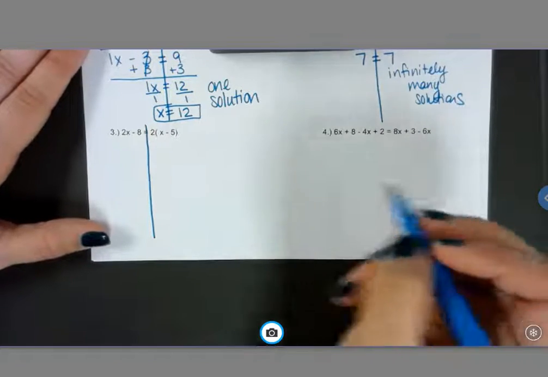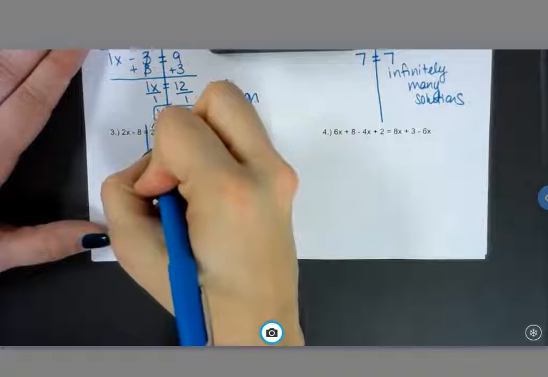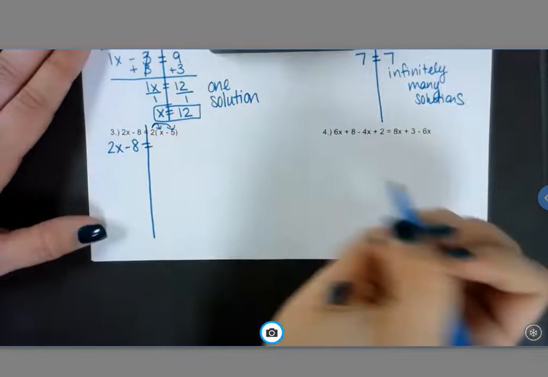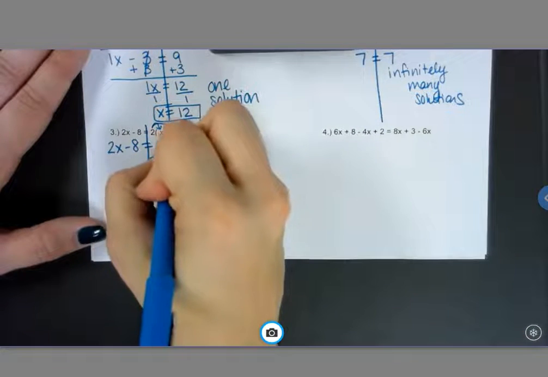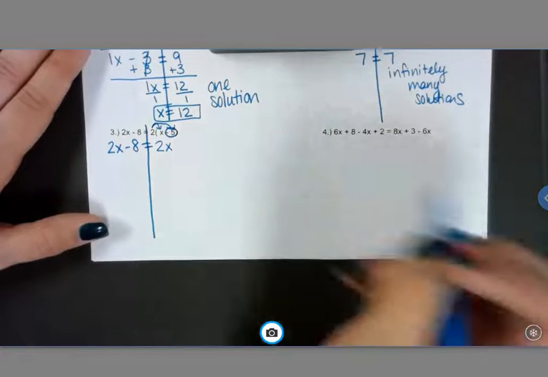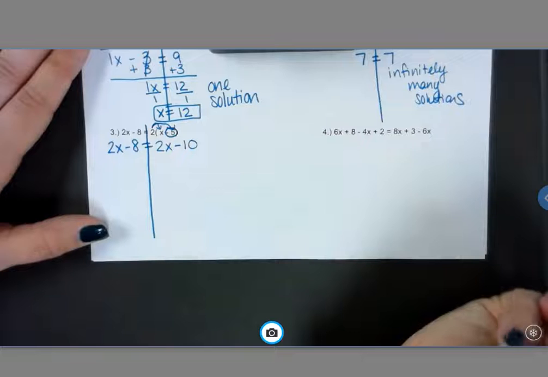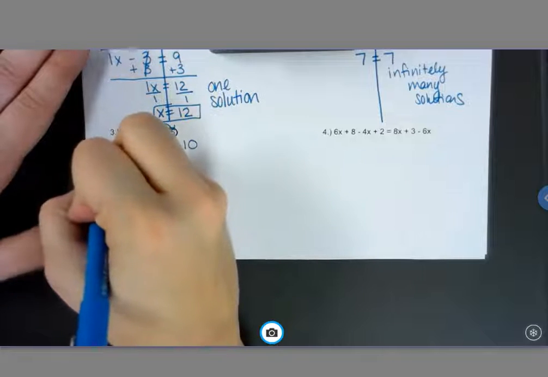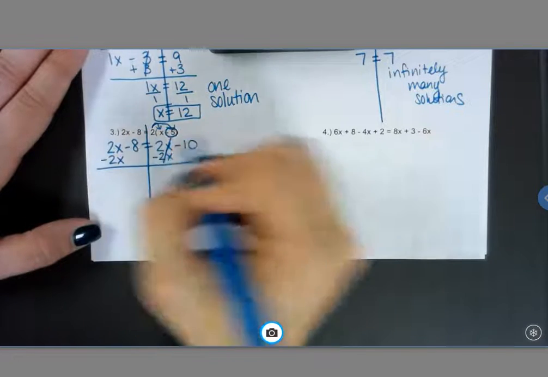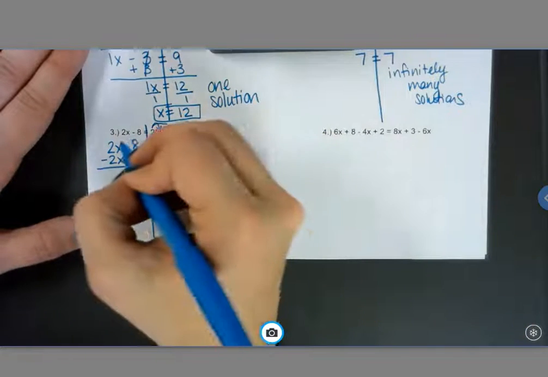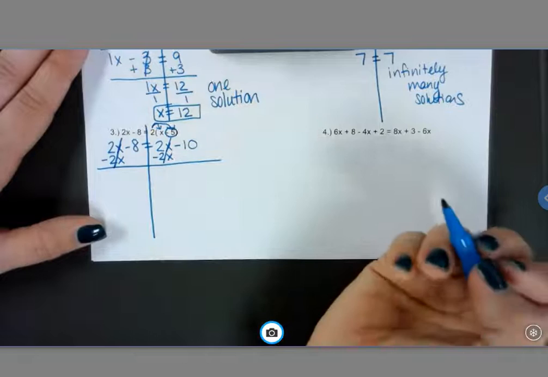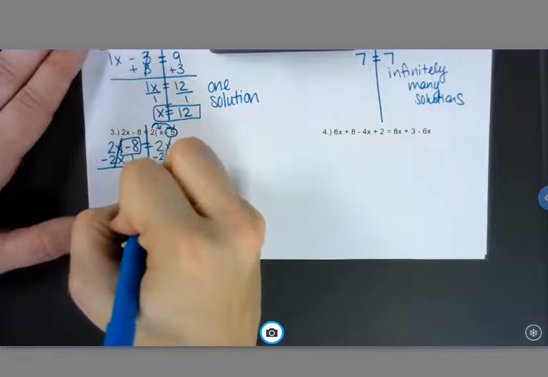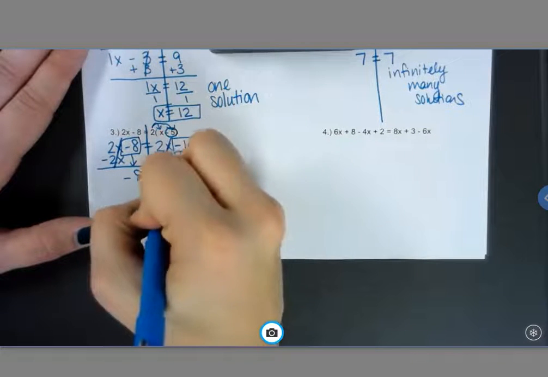All right, let's do number 3. So we got to distribute, just like normal. I'm going to rewrite the left side. So 2 times x is 2x. Be careful here. We have a negative 5, so 2 times negative 5 is a negative 10. I'm going to move the 2x from the right over to the left by subtracting it. 2x minus 2x cancels. 2x minus 2x also cancels. Make sure you bring these down correctly. So this is still a negative 8, and this is still a negative 10.